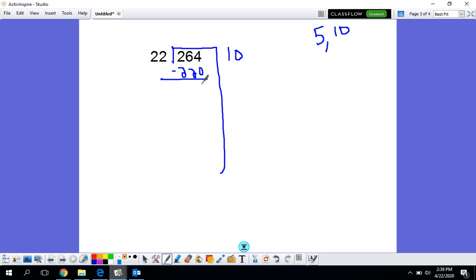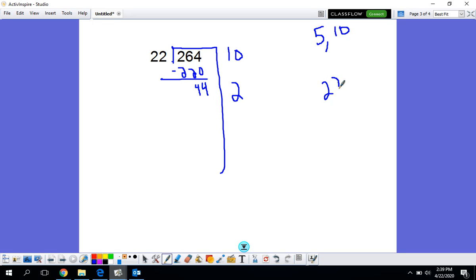Okay, 4 minus 0 is 4. 6 minus 2 is 4, and 2 minus 2 is nothing. So then I have 44. Well, that's not too bad. How many 22s go into 44? That's easy. 2. Okay, if I didn't know that, you could add your 22s here to check that.